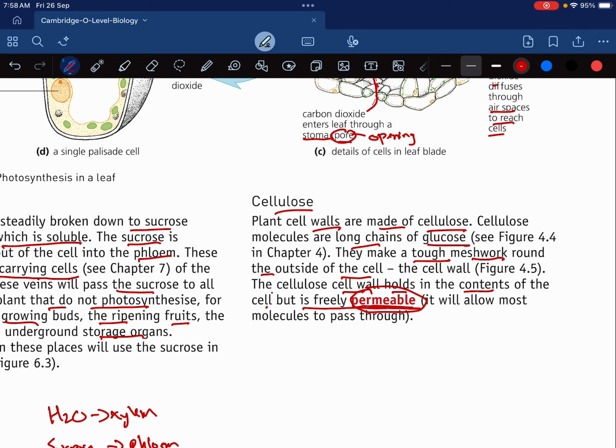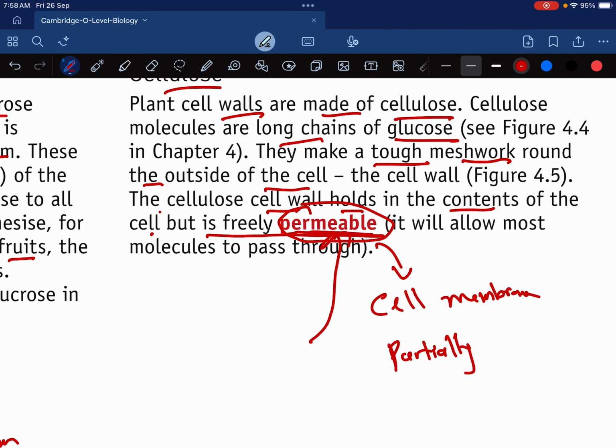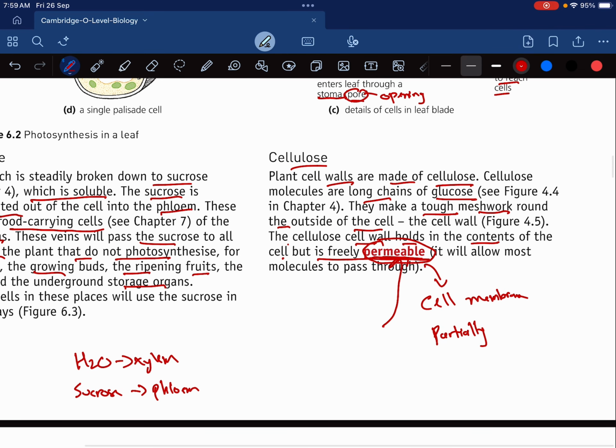इन्होंने ये क्यों बोला है? They are basically referring to comparison to the cell membrane, which is what? Which is partially permeable. Cell membrane is partially permeable. However, cell wall is freely permeable. It allows everything to pass through. Okay, so main function cell wall का rigidity देना है. It helps holding the cell together, gives support to the cell.